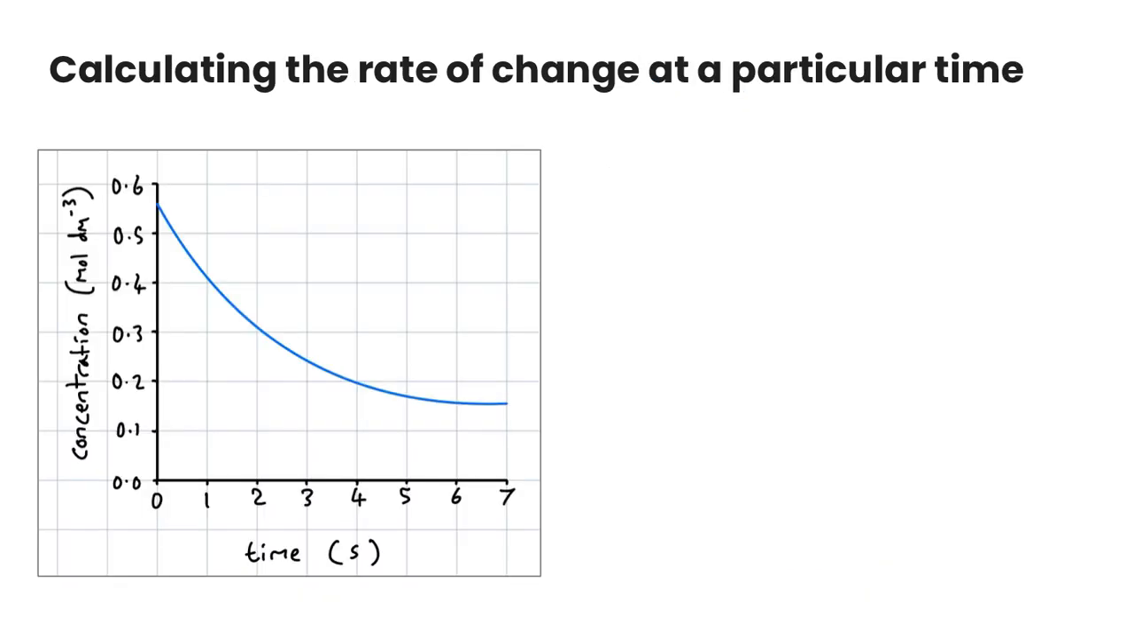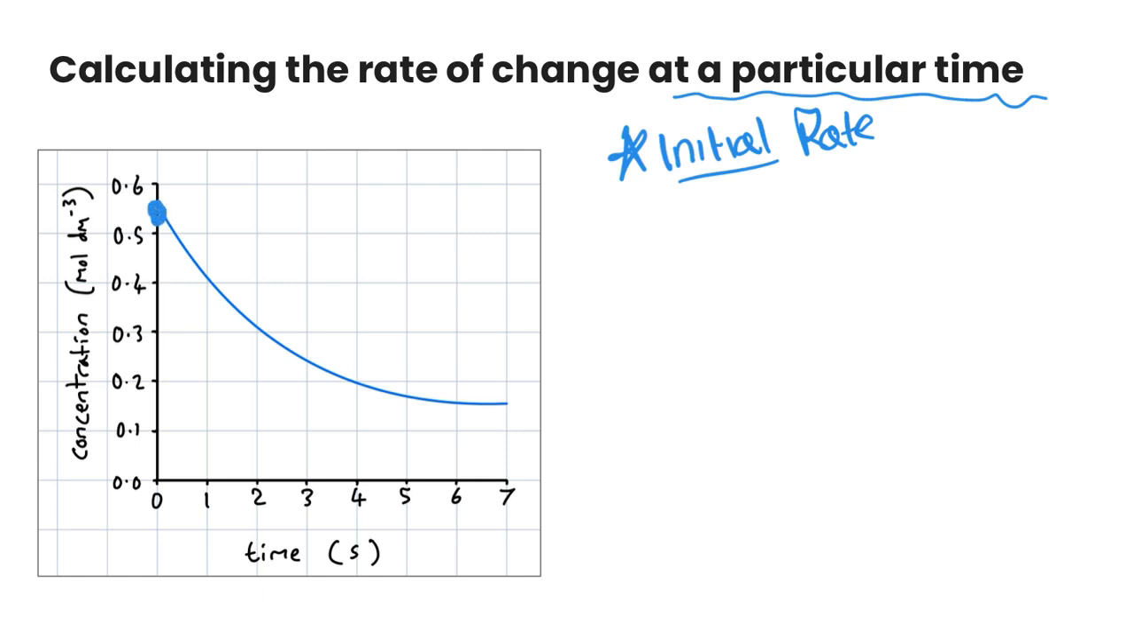There are two ways that we can calculate the rate of change. First off, we're going to look at the rate of change at any particular time. This is really important because for most chemical reactions, we're interested in the initial rate of the reaction. That's because this is where the rate of the reaction is the fastest, because this is the point where our curve is the steepest. So if we wanted to find our initial rate, we're looking for the rate at time equals 0.